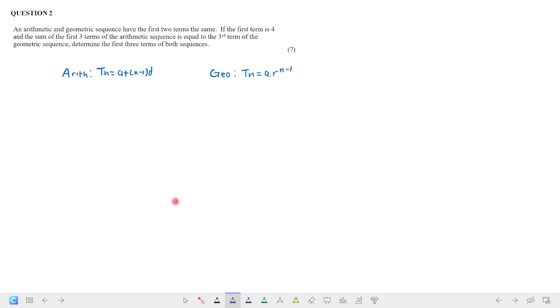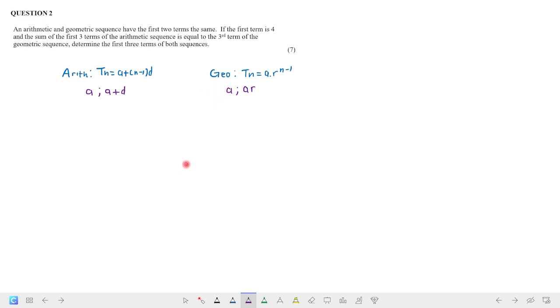They said they have the first two terms the same. So what does this mean? This means if I'm looking at the arithmetic, I know that my first term is a, then my second term is a plus d. And then my geometric, I know that my first term is a, and then my second term is ar. So these are the terms that I have in general on an arithmetic, and this one is the term that I have in general in a geometric.